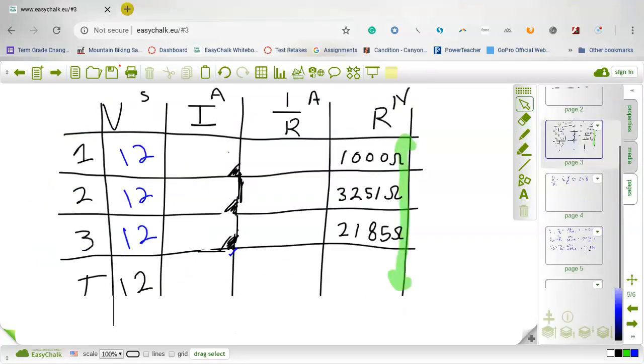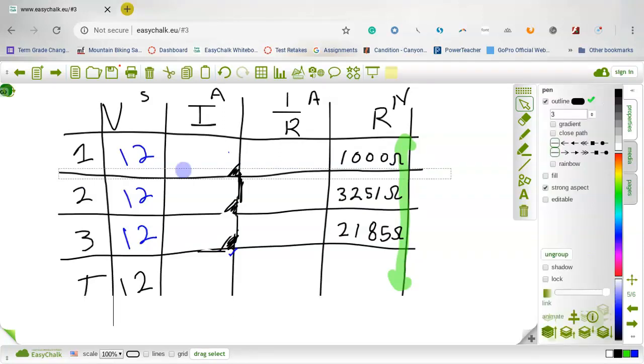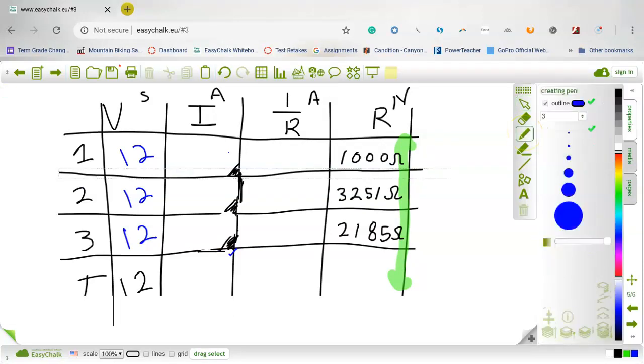And there it is. And so we have that current in box 1 is 0.012 amps. Current across 2 is 0.00369 amps. And the current across 3 is 0.0043 amps. Okay. And so now we've got our answers.